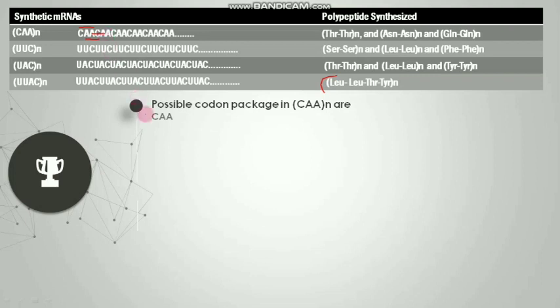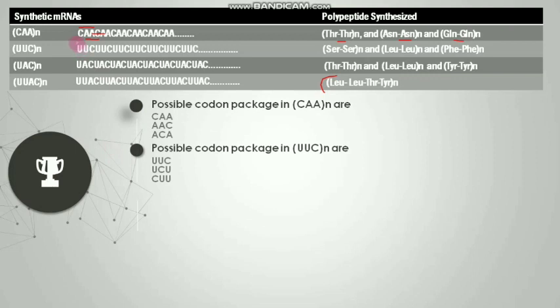So the possible codon package that can result from the first synthetic messenger RNA are CAA, AAC, ACA, where one of these will be coding for threonine, one of these will be coding for asparagine, and one will be coding for glycine. So let us see the second possible codon package. From the second synthetic mRNA, the possible ones will be UUC, UCU, and CUU, just like the way I have described in the first case.